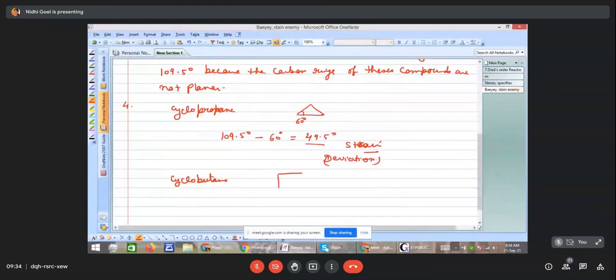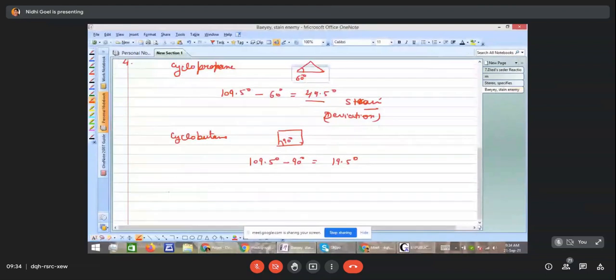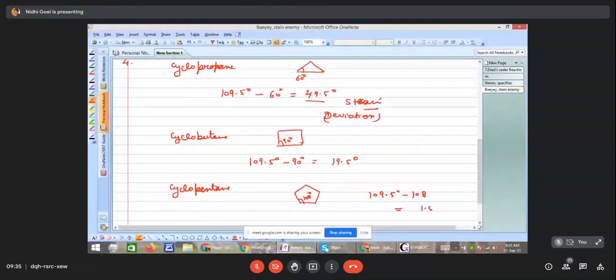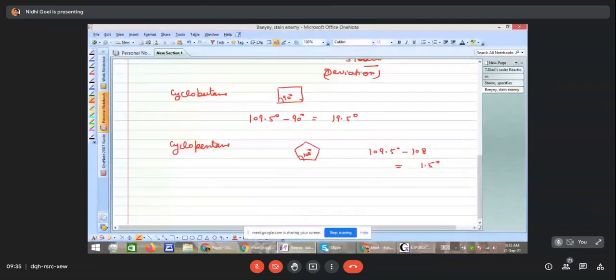Another, cyclobutane. This is cyclobutane. This angle is 90 degrees, so the deviation or the strain is 19.5 degrees. If we take another example, cyclopentane, this angle is 108 degrees, so the deviation of the strain is 1.5 degrees. Okay, so cyclopentane exists in the envelope form. This is envelope conformation.